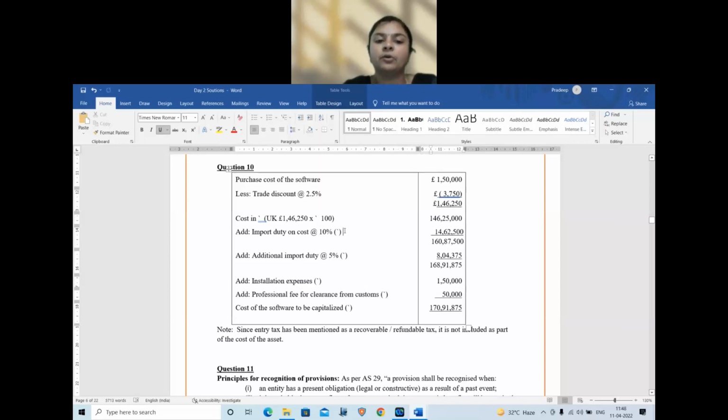Add import duty 10% on 146.25. Add additional import duty at 5%. Now additional import duty is not on the basic price, it is on the price including the import duty. When the word additional is there, it is like a cess. It is tax on tax. So remember, when the word is additional, when the word is cess, all this will be tax on tax. So additional import duty is on 160,87,500.